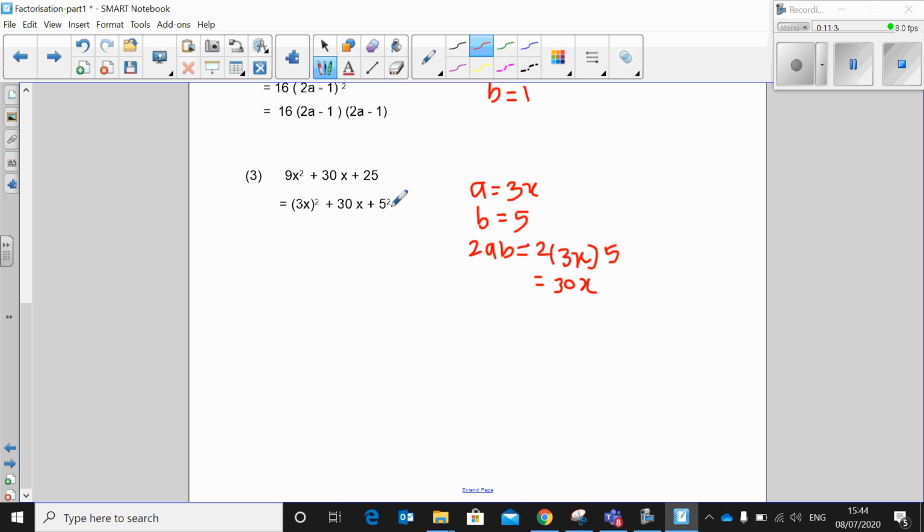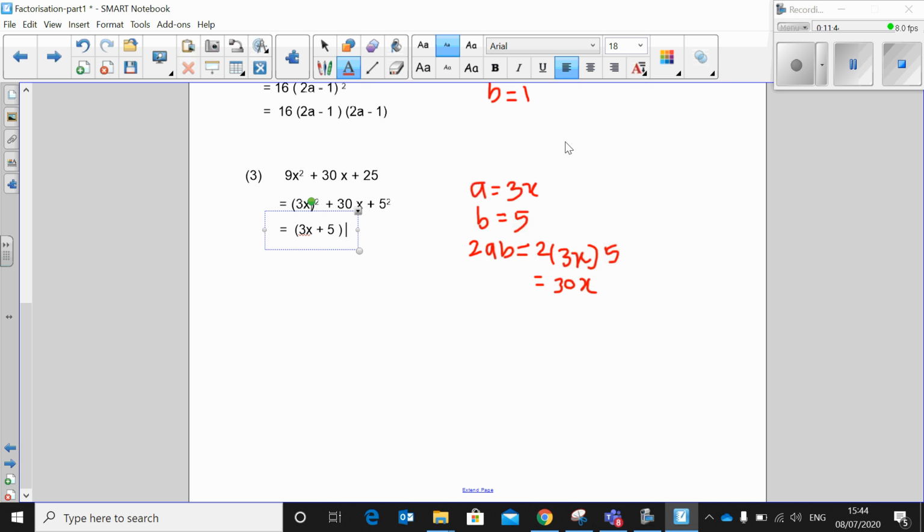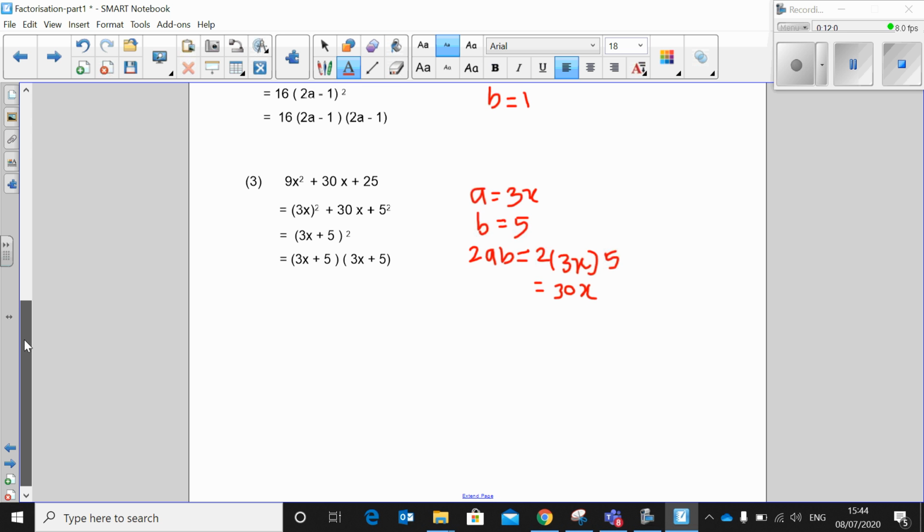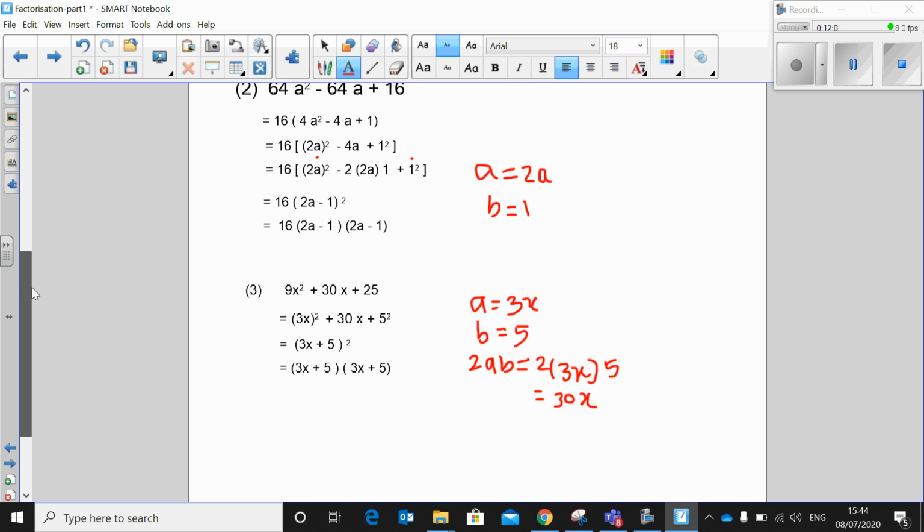So now it is in the form of a square plus 2ab plus b square. So the identity is a plus b the whole square. That means 3x plus 5 the whole square, which is equal to 3x plus 5 into 3x plus 5. So it is factorized now. So we use the identity, what identity we used? a square plus 2ab plus b square.